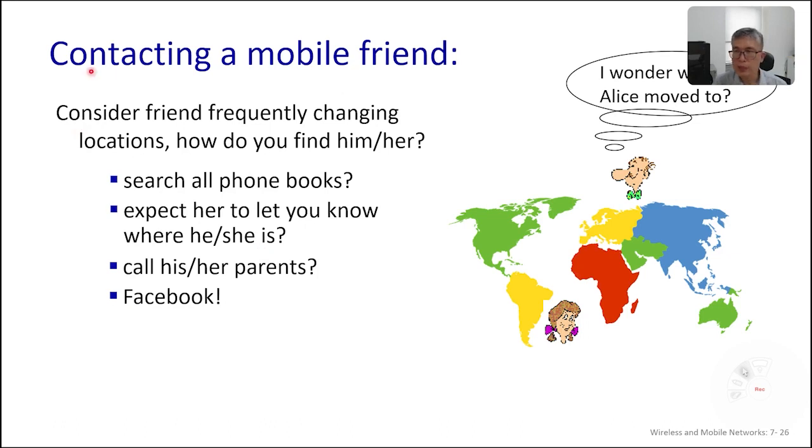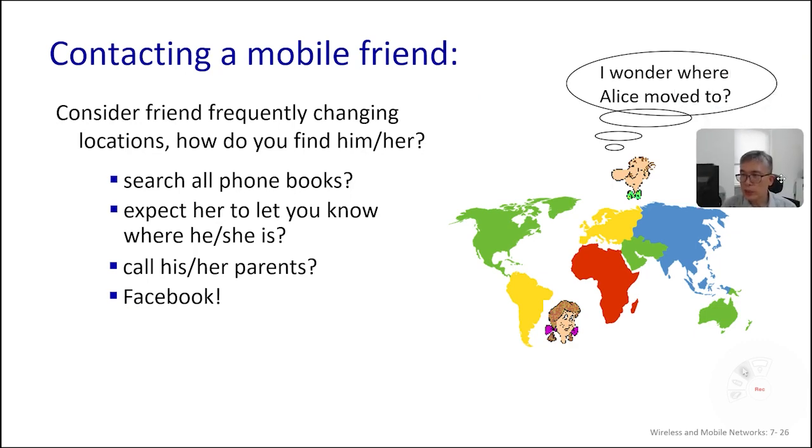Okay, we have an analogy: contacting a mobile friend. I wonder where Alice moved to. Bob wants to talk to Alice using mobile communications. So consider a friend frequently changing locations. How do you find him or her? You could search all phone books, expect her to let you know where she is, call his or her parents, or look at your friend's Facebook.